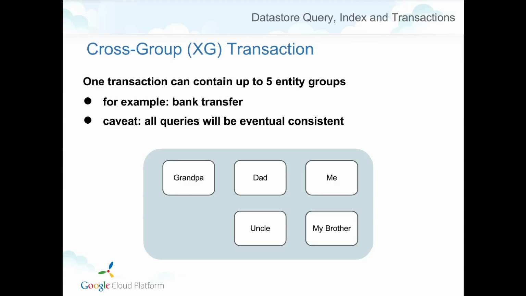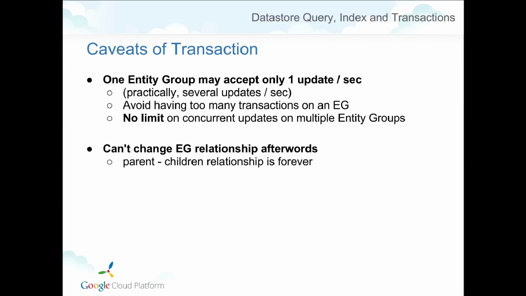I'd like to mention an important new feature introduced recently called Crossgroup Transaction. You can have up to 5 entity groups in a transaction. However, remember that all queries will use eventual, not strong consistency. If you design an entity group, you should make sure that every single entity group will not receive over 1 update transaction per second. In practice, it can handle closer to 5 per second, but this could be a bottleneck for your application. Because the data store needs to control the transaction across each entity group, sometimes we have to maintain consistency between data centers. It can be a global transaction.